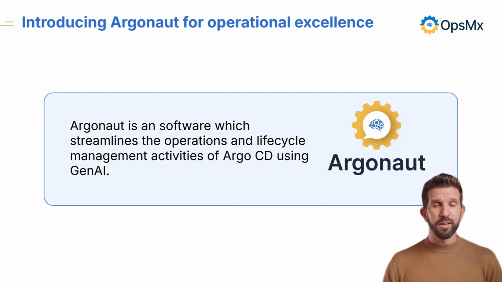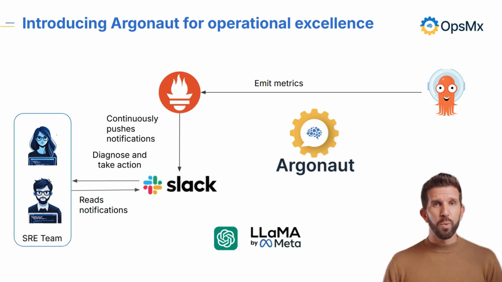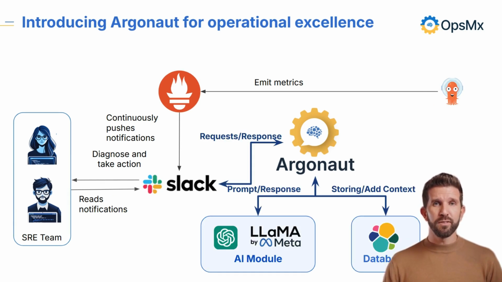Meet Argonaut, our next-gen solution that makes managing Argo CD a breeze with GenAI. It automates the boring tasks, cuts down on manual work, and keeps things running smoother and more proactively. It's a total game changer for ops teams in managing their Argo CD instances. Now, we will see how Argonaut bridges the gap between the SRE team and advanced AI capabilities. The SRE team still receives notifications from Slack and takes actions, but now they're supported by a GenAI module that stores context, processes prompt-response interactions, and handles requests in real time.